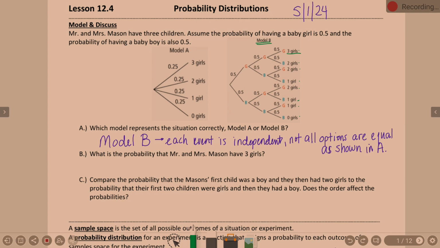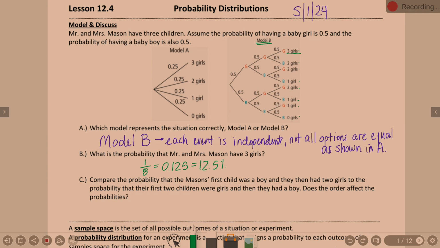So the probability that they have 3 girls is 1 out of 8, which could be written as a decimal, 0.125, which could be written as a percent, 12.5%. Yes? Okay, all equivalent there.